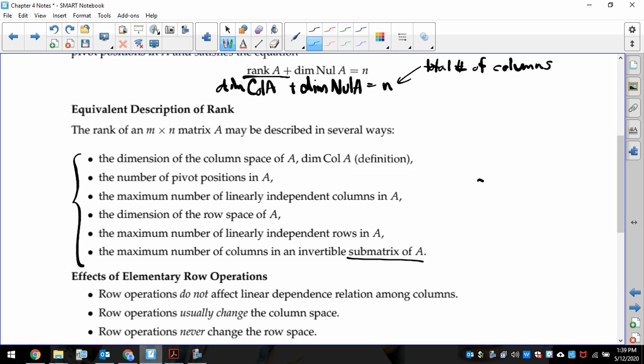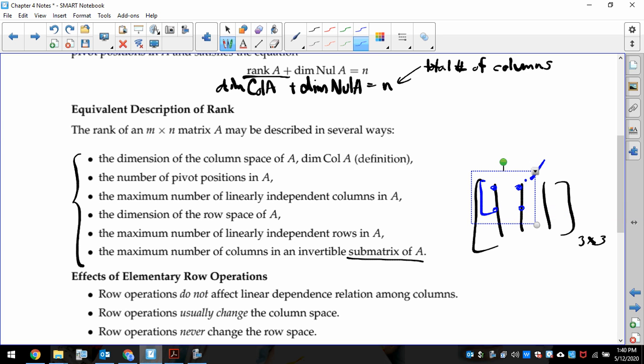If you've got a 3x3 matrix and you have two linearly independent columns of this 3x3, then you could find a submatrix that ends up giving you an invertible matrix there.